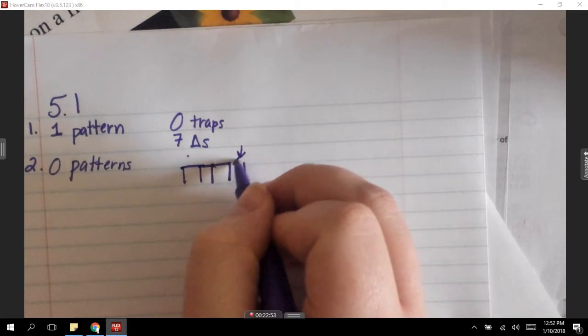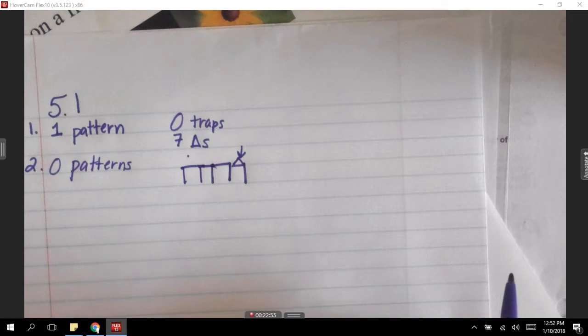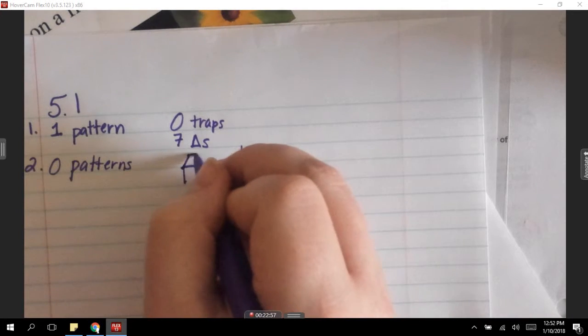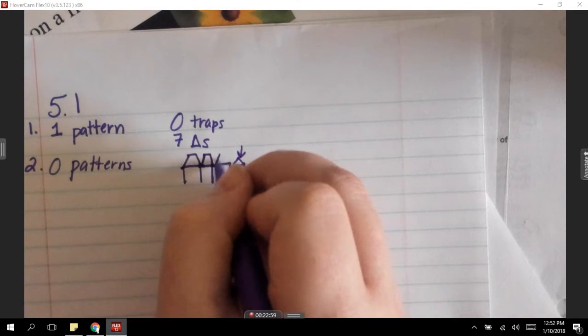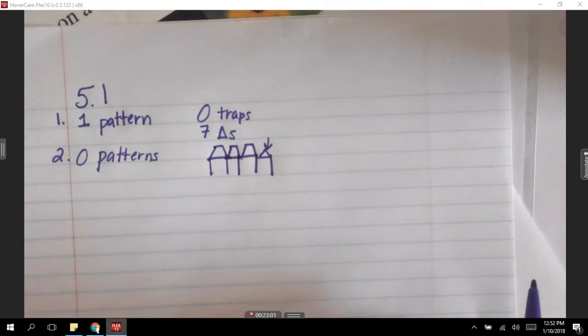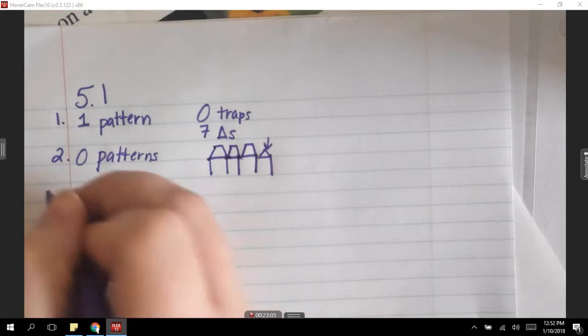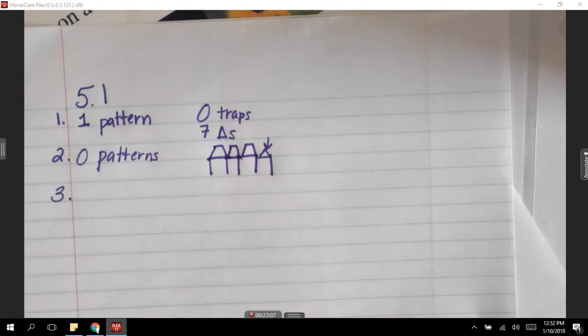We have to put a triangle in that last one. So there's no way to not use a triangle. Literally impossible. Okay, number 3. What's the answer on number 3?